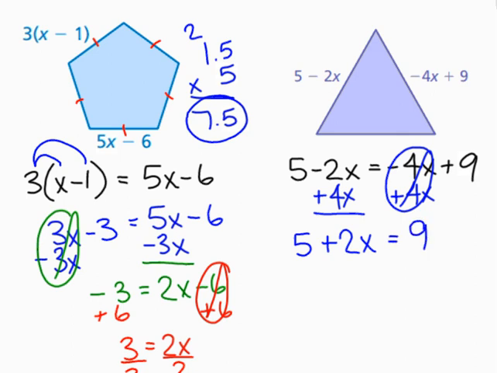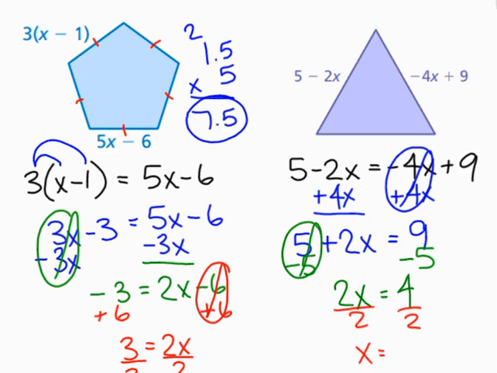All right, subtract 5 from both sides. 2x is equal to 4. And then divide by 2. And 1x would then be equal to 2. All right, up here we have 1, 2, 3 equal sides. So we're just going to multiply 3 times 2 and get a perimeter of 6 units.